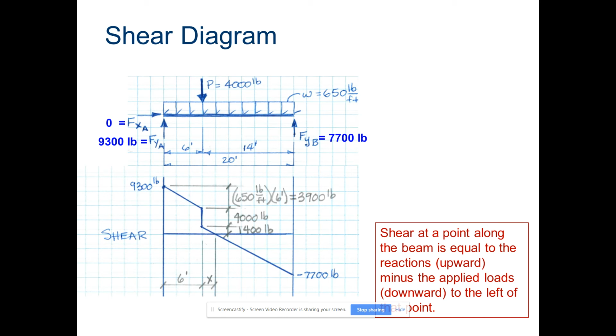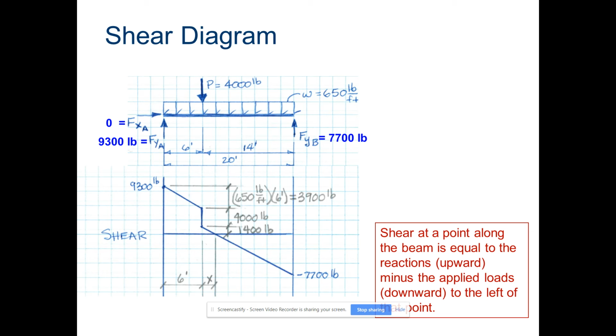Okay, so you can see that that sloped area would be equivalent to 650 pounds per foot times 6 feet, which is equal to 3,900 pounds. That would be the equivalent load there at that point. Okay, then we have our 4,000 pounds coming straight down. If we take those two numbers and subtract them from the 9,300, we're going to come up with 1,400, and that's what's left right there.